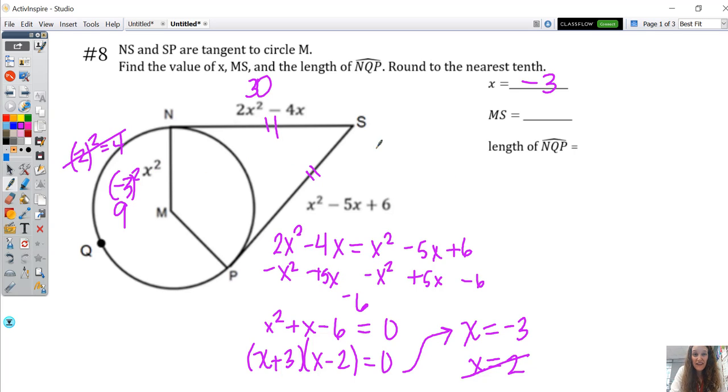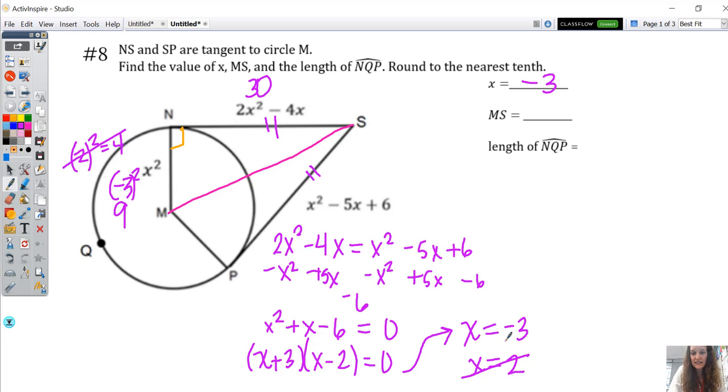Okay, the next thing we want to find is MS, the length of MS. So I'm going to draw that in. And then I realize NM is my radius, because M is the center of that circle. NM is the radius, and NS is a tangent line. And we know that when a radius intersects a tangent line at the point of tangency, those two segments are going to be perpendicular to each other. And we created the best shape in the whole world, a right triangle.